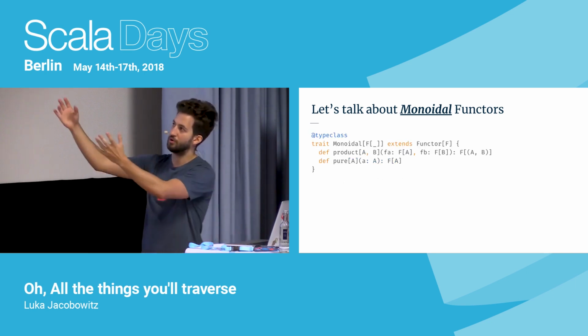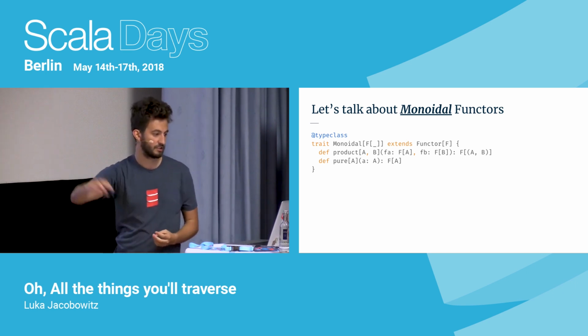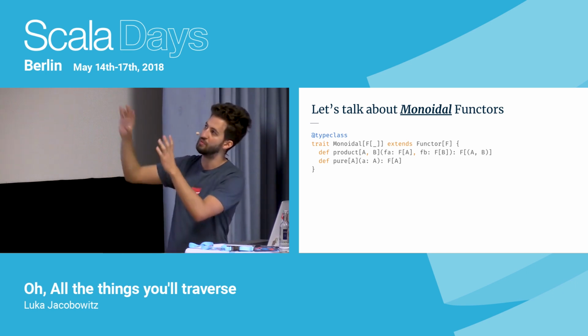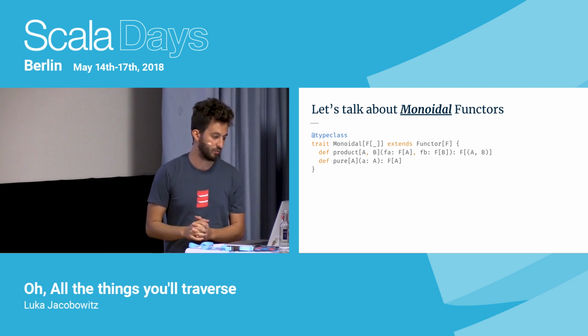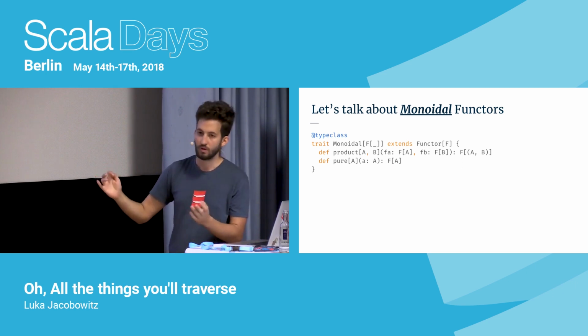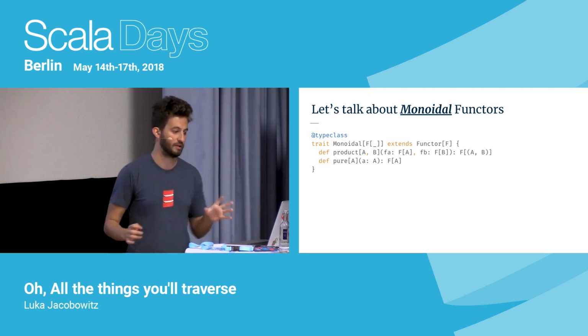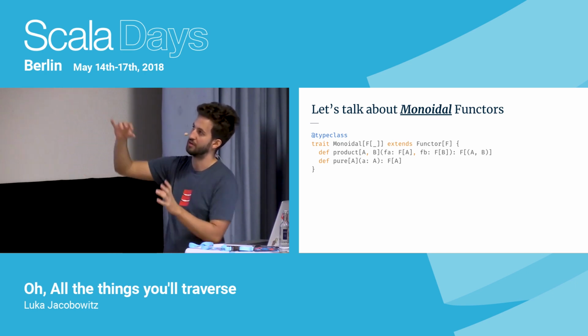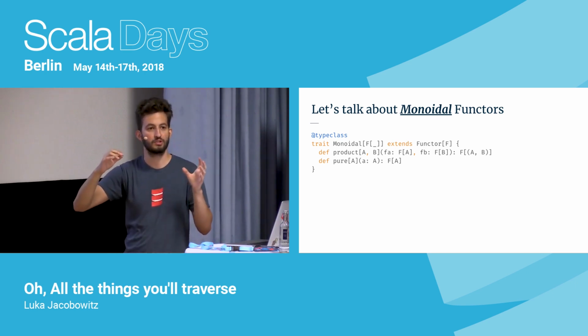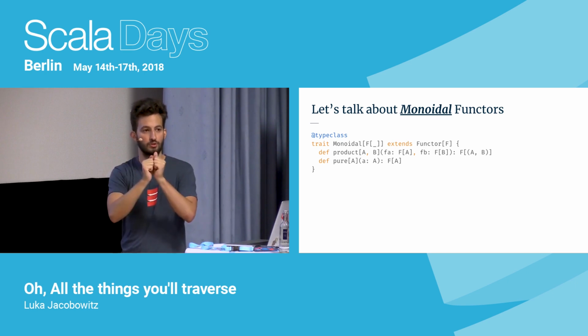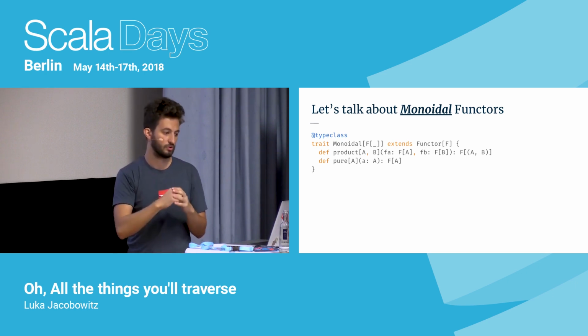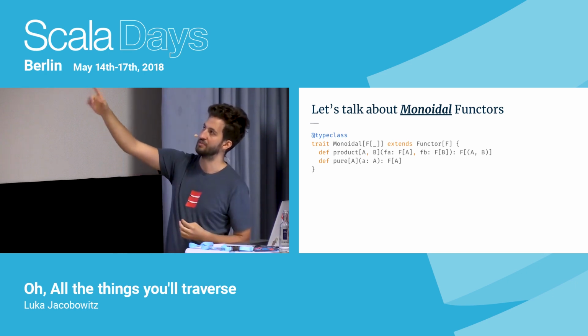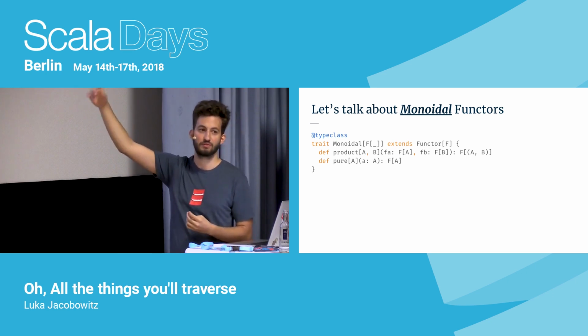So this is the monoidal type class. It extends functor and it adds these two methods. One is the product, which looks a bit like combine, but as I said, it has this tuple thing going on. And it allows us to combine two type constructors into a new type constructor, but it will take the values inside those type constructors and combine them inside of a tuple.